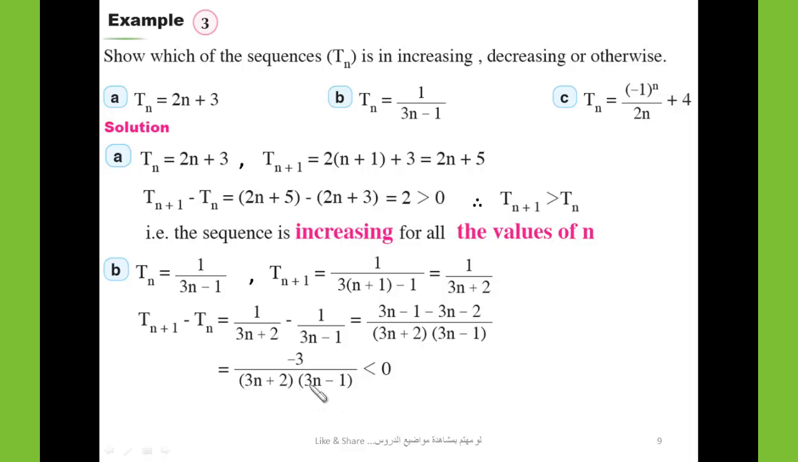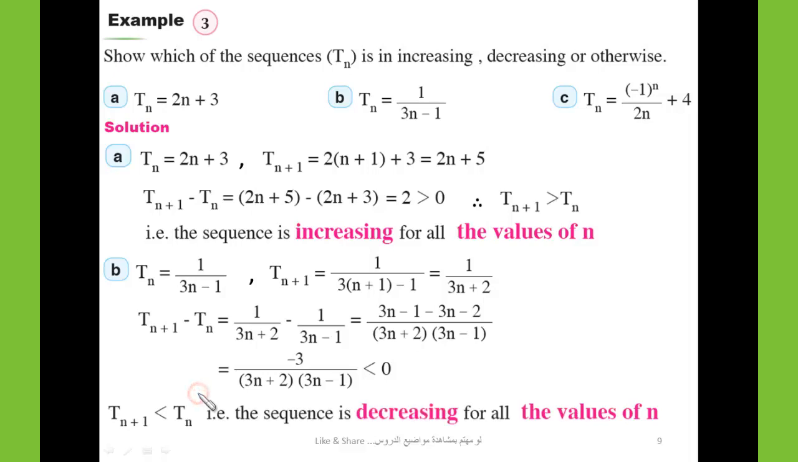This value is always positive because n is always positive. So this product is positive and the numerator is negative. So the result of this fraction is always negative for every value of n. So Tn plus 1 is less than Tn, so the sequence is decreasing.